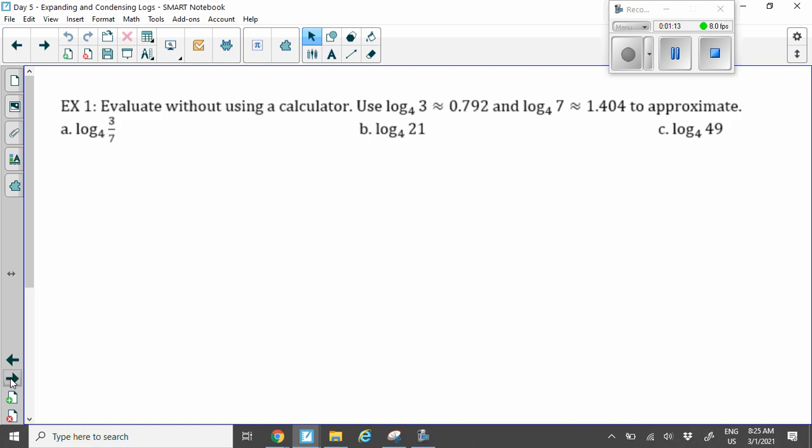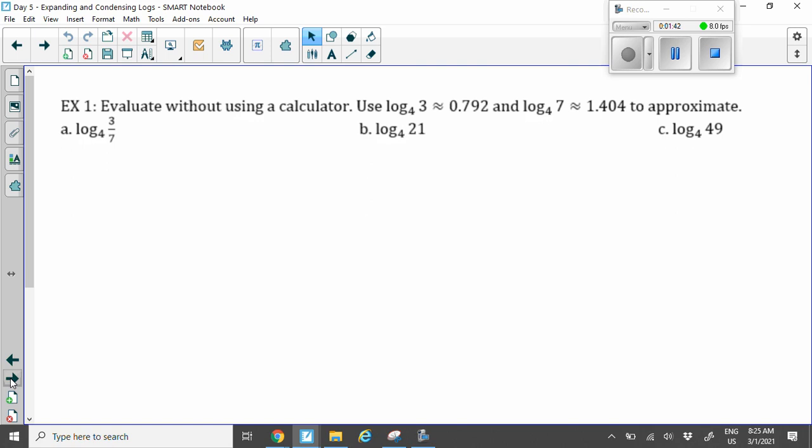Okay, let's go ahead. We're going to do a few examples. We're going to evaluate these without using a calculator. So they tell us that log base 4 of 3 is approximately 0.792, and log base 4 of 7 is approximately 1.4042, okay? So basically, we'll use those to approximate our values. Now, I know it says evaluate without using a calculator, but we are going to be dealing with decimals. So if you do need to use a calculator, that is okay.